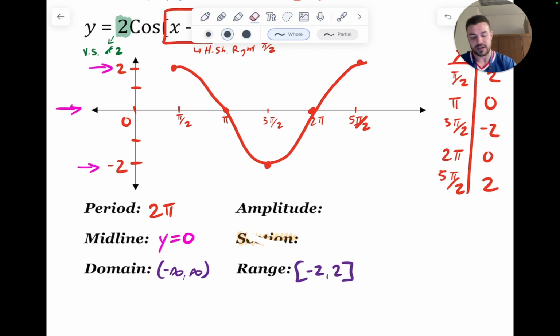All right, I took out this section because we don't really do it that often, but I might as well include it here as well.